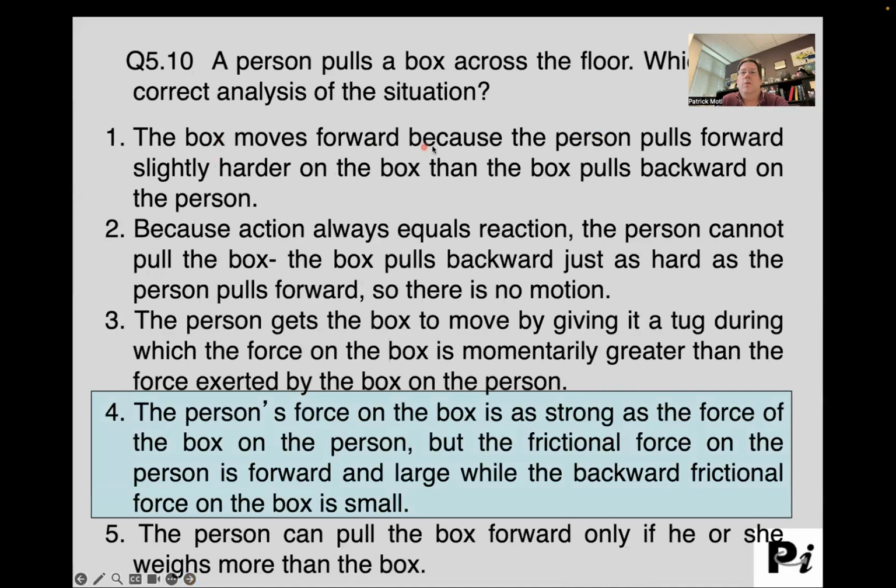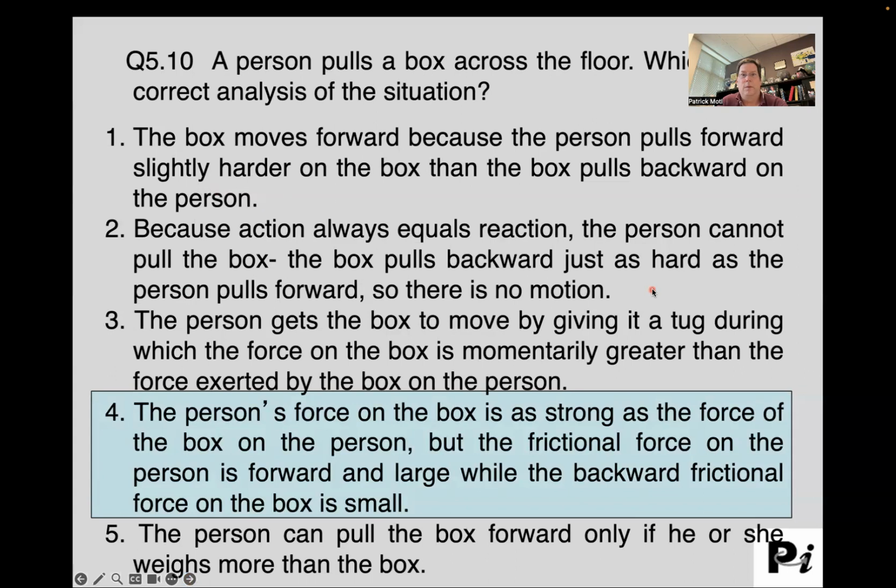The box moves forward because a person pulls forward slightly harder on the box than the box pulls backward on the person. That cannot be the case. That violates Newton's third law of motion. The person can't pull forward on the box harder than the box pulls backward on the person, even just a little bit. Because action always equals reaction, the person cannot pull the box. The box pulls backward just as hard as the person pulls forward. So there is no motion.